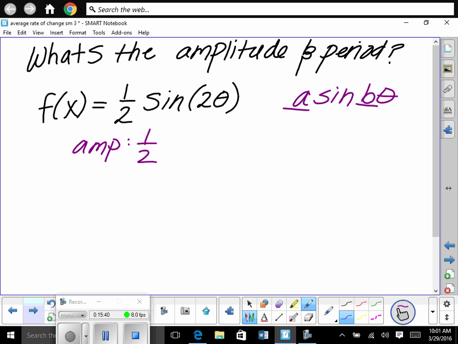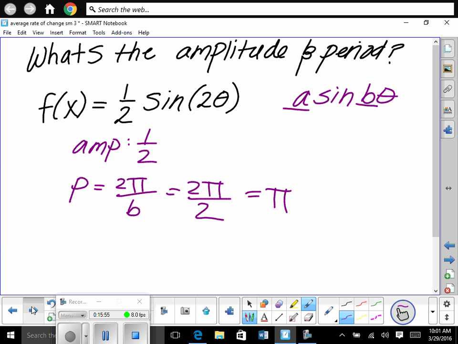Then our period is not 2. Do not say it's 2. Period is 2 pi divided by B, right? So 2 pi divided by 2. Isn't B 2? So our period is pi. Are we all comfortable with that? Yes. You might see it on the quiz tomorrow.